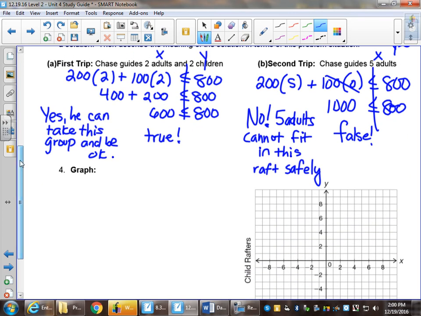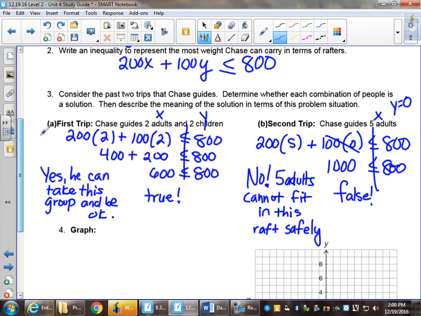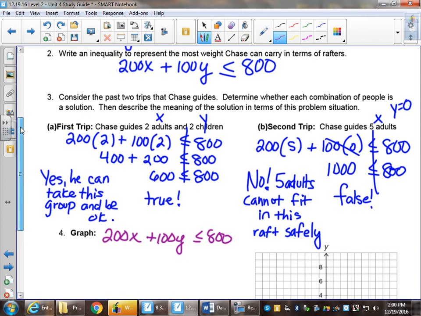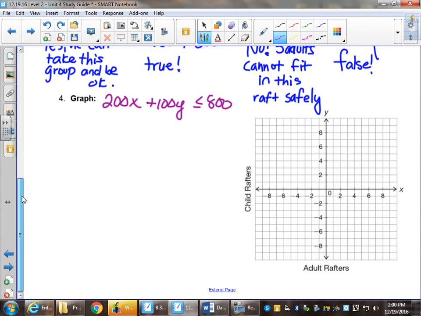To graph, my go-to strategy, guys, and what I recommend to you is by intercepts. So let's just copy this back over: 200x plus 100y less than or equal to 800. Now, if from day 1 you've been following my little titles for the work, we should be able to do this in our sleep. X-intercepts. Let y equal 0.